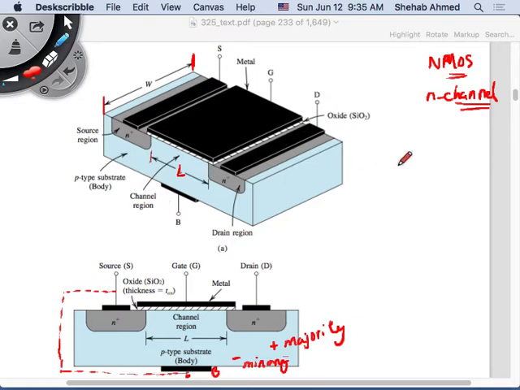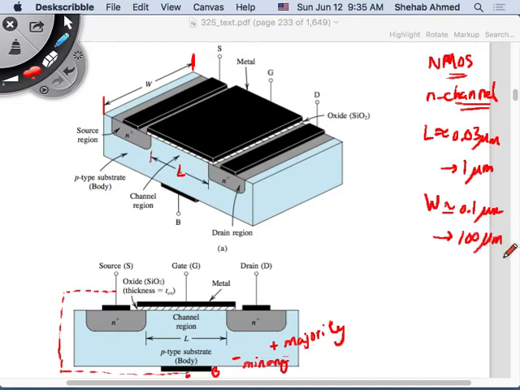The length L ranges approximately between 0.03 micrometer and 1 micrometer. That's L. W ranges between 0.1 micrometer and 100 micrometers. And we will see how these things affect current flow, very shortly, hopefully.